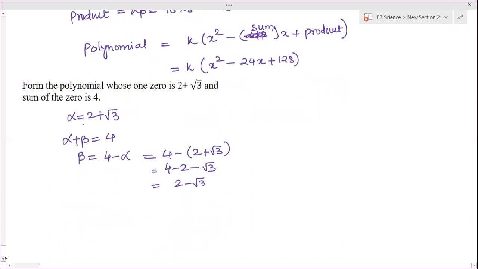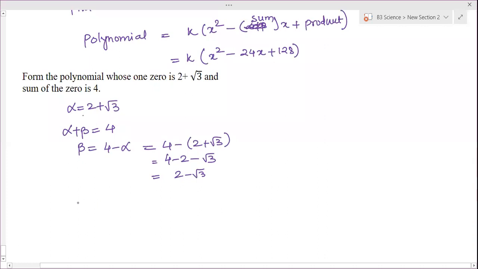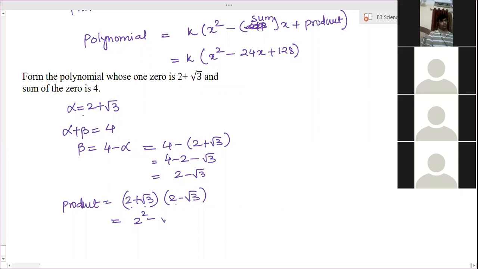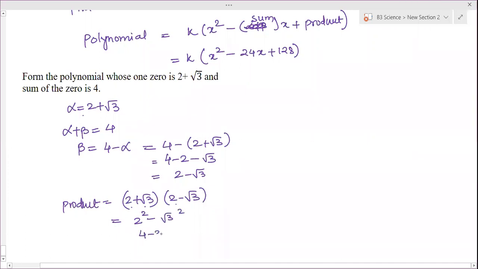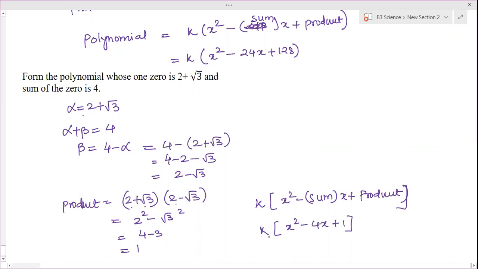And the polynomial is k into x square minus 4x plus 1. We have already the sum. Now we need the product. Product is equal to (2 plus root 3) into (2 minus root 3). (a plus b) into (a minus b) is equal to a square minus b square, so 4 minus 3, that is equal to 1. So the polynomial is k into x square minus sum of zeros into x plus product of zeros, so k into x square minus 4x plus 1.